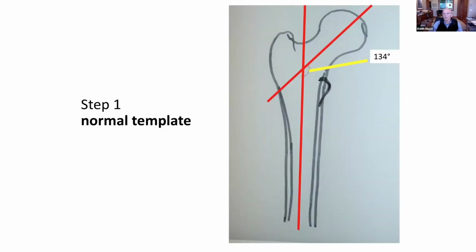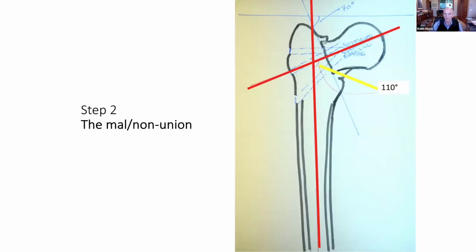So step one is our normal X-ray, again, rotationally compensated. And then we're going to basically reverse that for our normal template, and we'll come up with a CCD angle or neck shaft angle of roughly 135 degrees. And then our next measurement will be from the deformed side. And this gives us 110 with a difference of about 25 degrees.